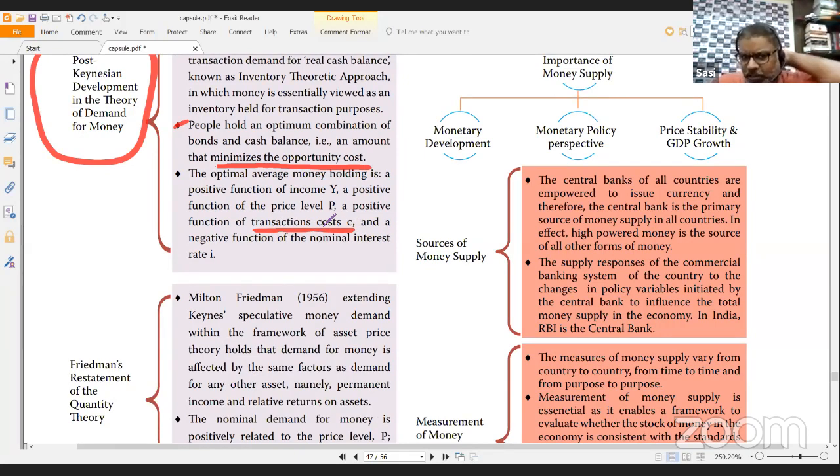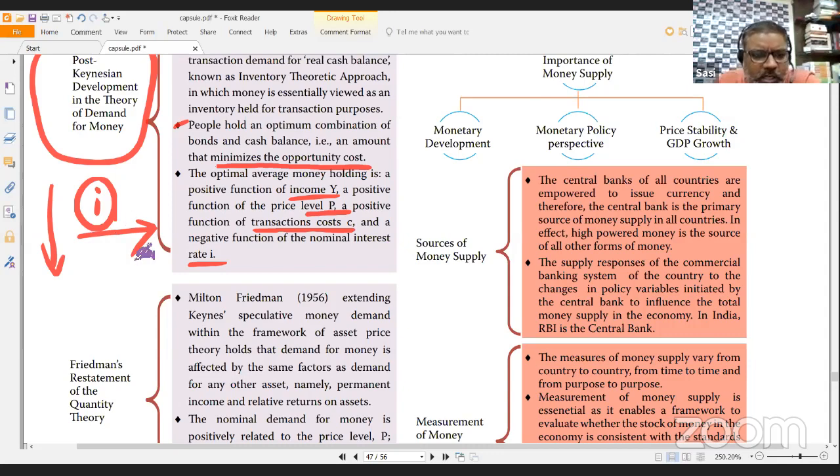So various things will have an impact. The things which will have an impact on the average monthly holding are, one, income of the person, two, price levels, and three, transaction costs. And it is a negative function of the nominal interest rate, which is the opportunity cost of holding the cash. Why would anybody hold cash if interest rates are high? He would invest in bonds only. So less cash will be held if the interest rates are high, and more cash will be held if the interest rates are low. That is a negative relationship between them.